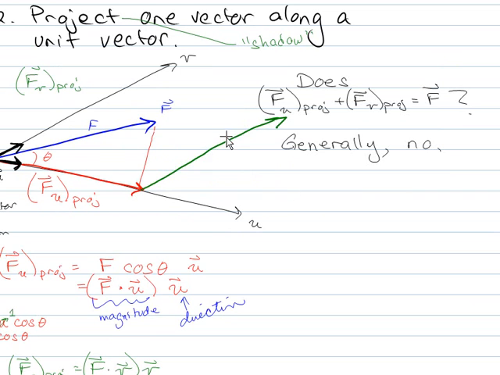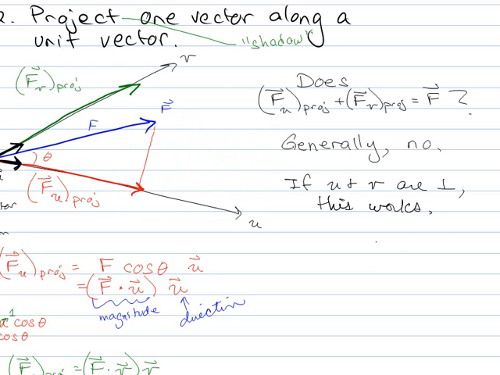So, again, this is not going to be the same thing if I add them tip to tail. So the answer is generally no. Now, if u and v are perpendicular, this works.